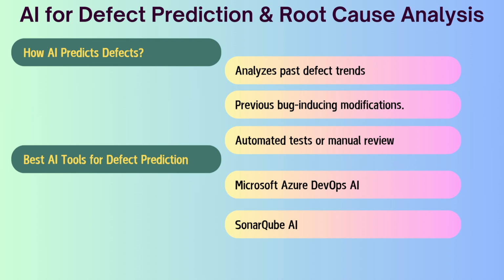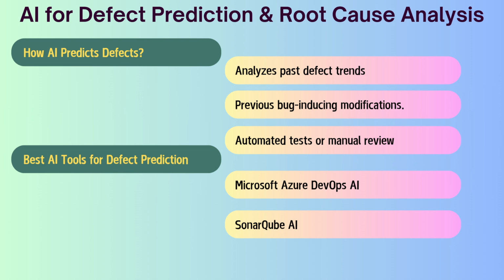For example, a healthcare company integrated AI defect prediction into their DevOps pipeline. AI flagged recent changes to a medical data storage system as high risk, suggesting extra testing, and the team found a major security flaw, avoiding a potential compliance disaster. So in this way, you can use this tool.